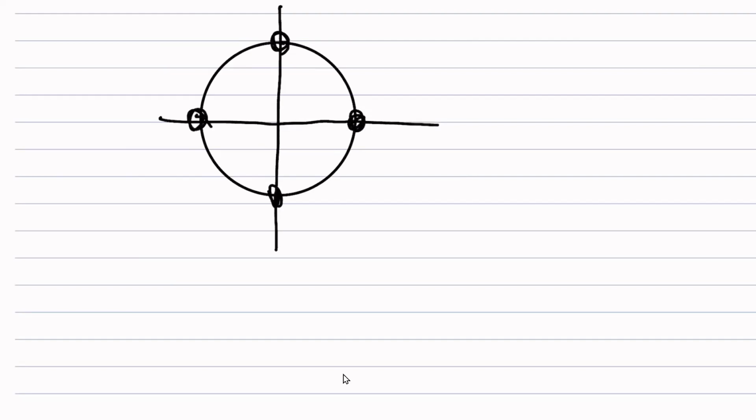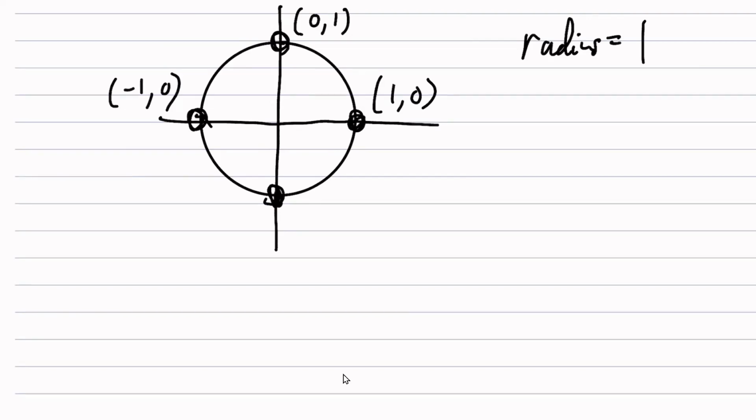Tell me what the coordinates of these 4 points are for a unit circle. This guy, 1, 0. This guy? 0, 1. Other guy? Negative 1, 0. Last one? 0, negative 1. Okay, so these are the xy coordinates of all of them.